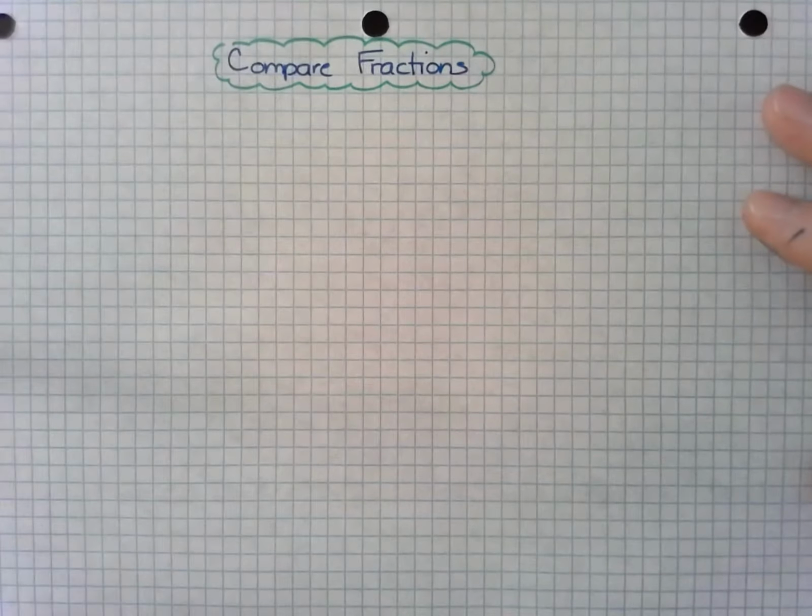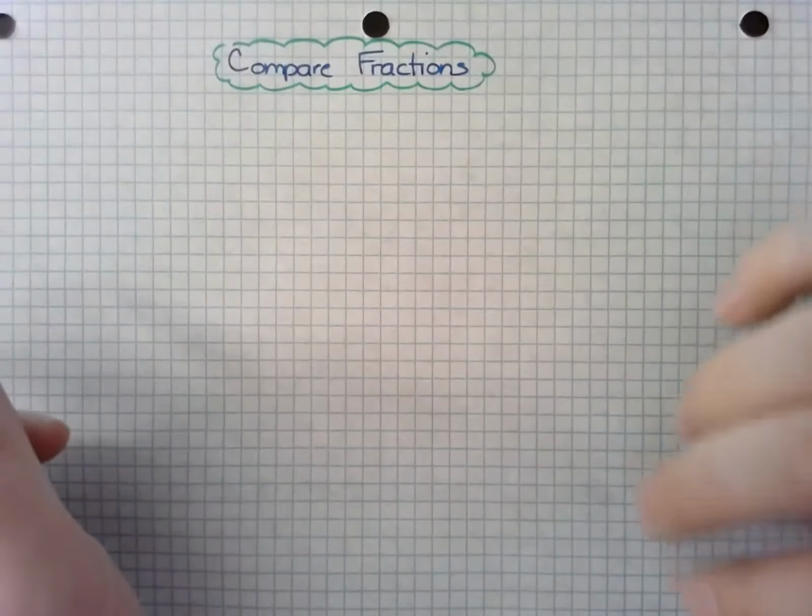Comparing fractions. The least common denominator is the LCM of the denominators of the fractions. You can use the LCD to compare fractions. Again, you can use the LCD to compare fractions. Example.